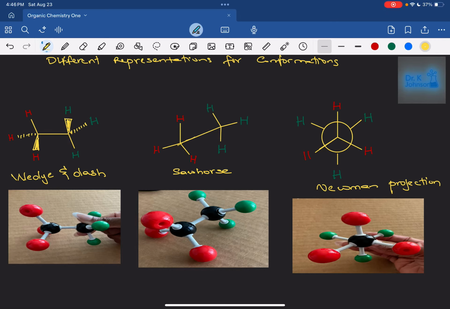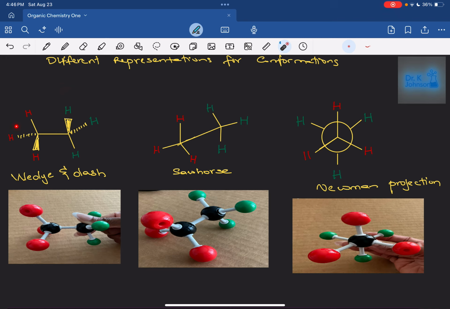Let's talk about the different representations for your conformations. Your conformations can either be represented as a wedge-dash, or a sawhorse, or a Newman projection, right? So conformations can be represented with any of these three.